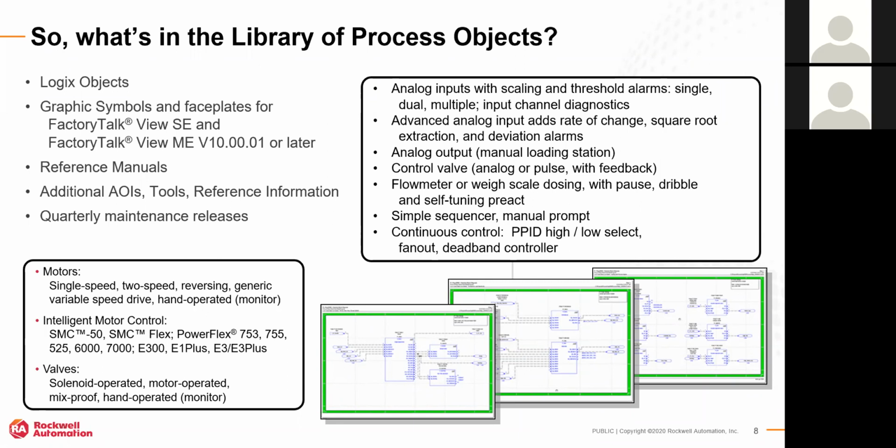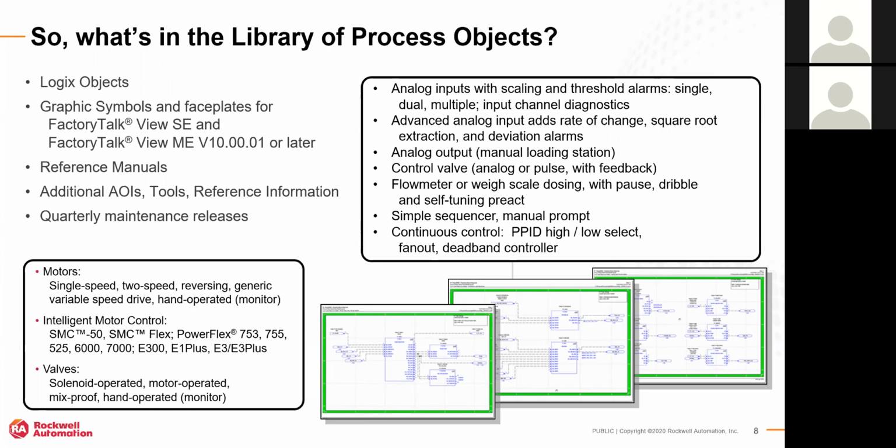Some of the key additional things are motors. We can do single speed and variable speed drives. We can look at power equipment, valves. We can interrogate controller status. There's a lot of additional pieces inside of this library, especially in this new version 5 of the library.